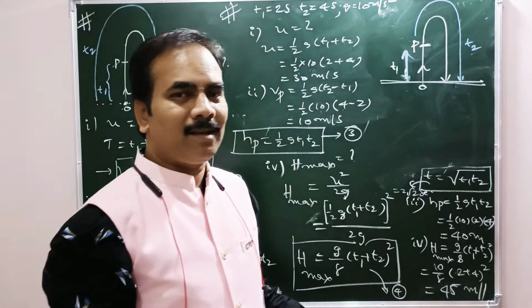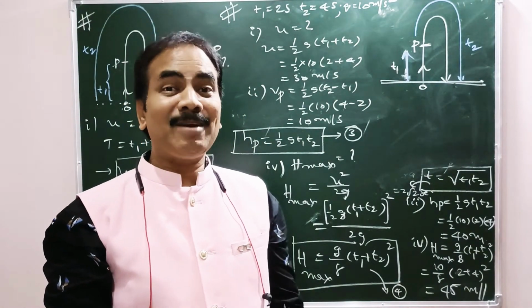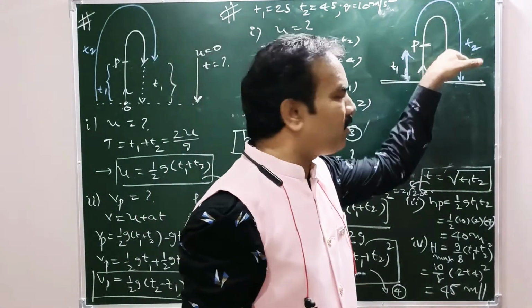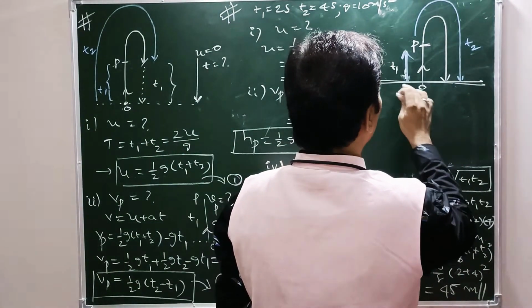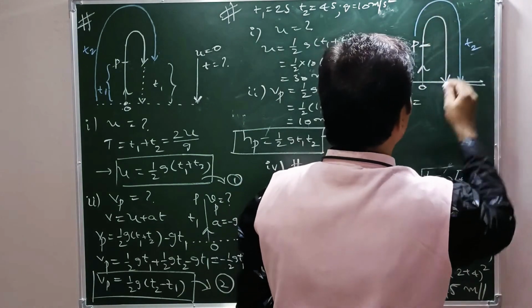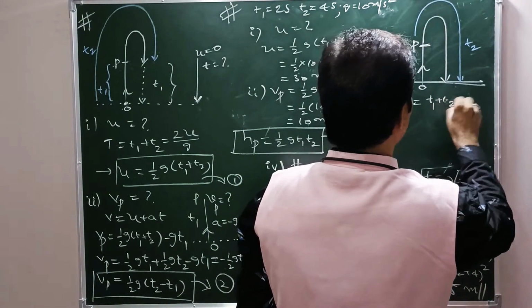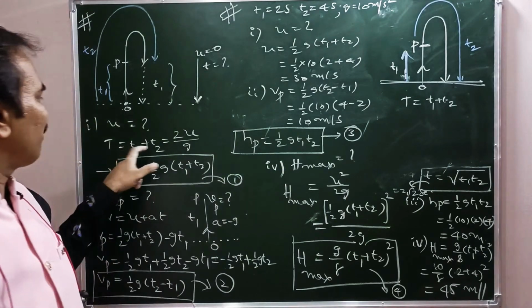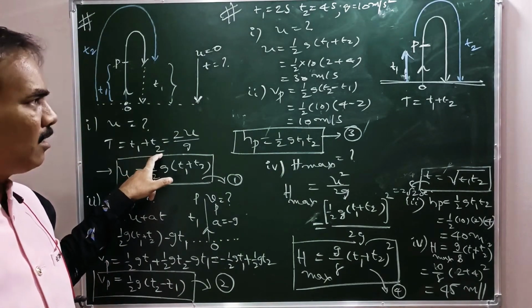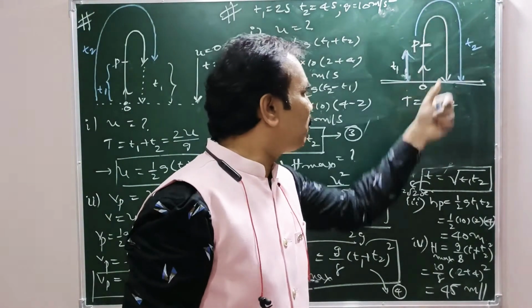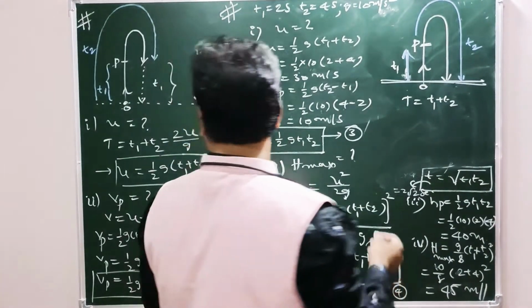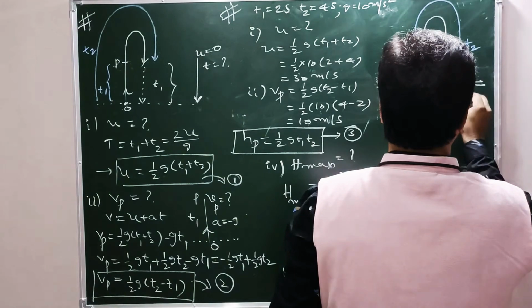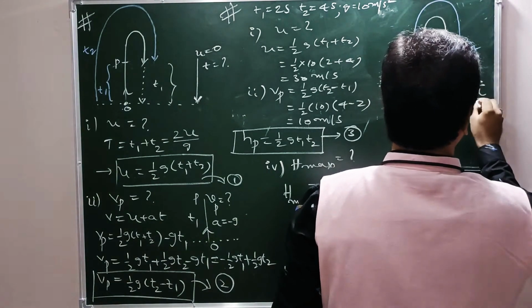Now, what is the time of flight? The total time for which the body remains in air means T1 plus T2. So the time of flight, capital T, equals T1 plus T2. As in the previous case, T equals T1 plus T2. So no change. T1 plus T2 is the total time of flight, which is equal to 2U by G.